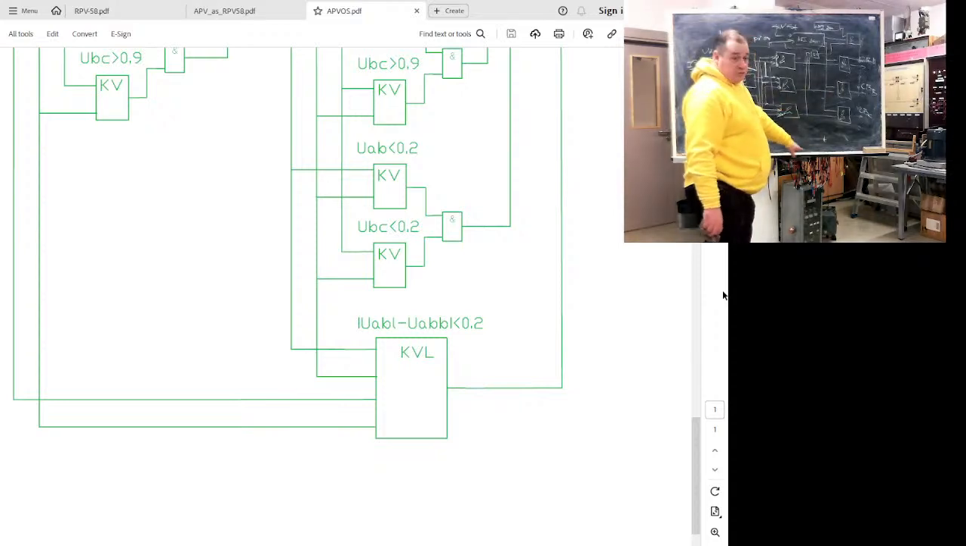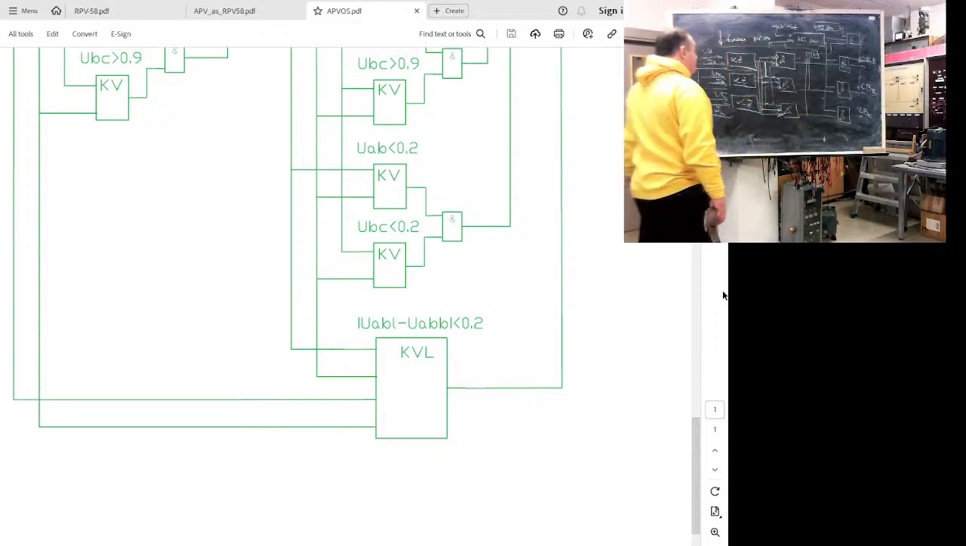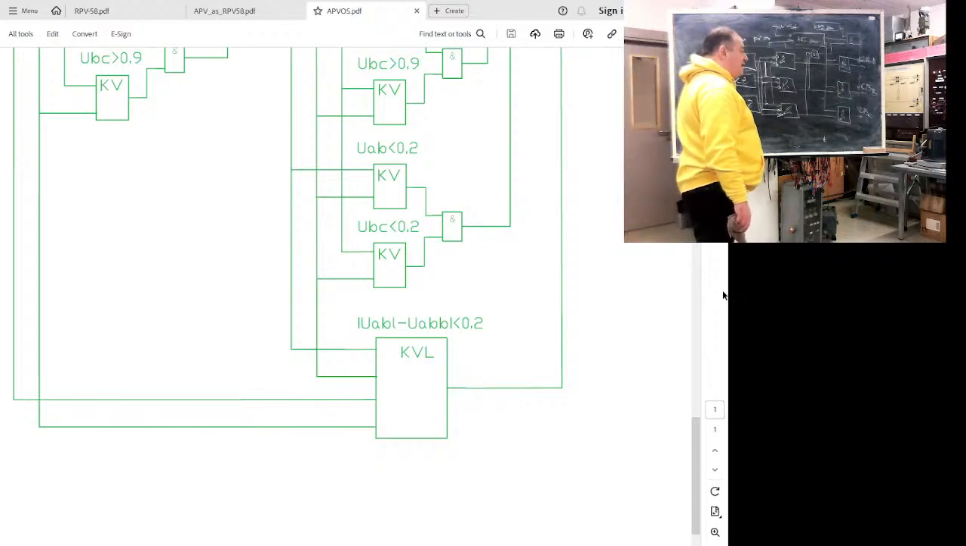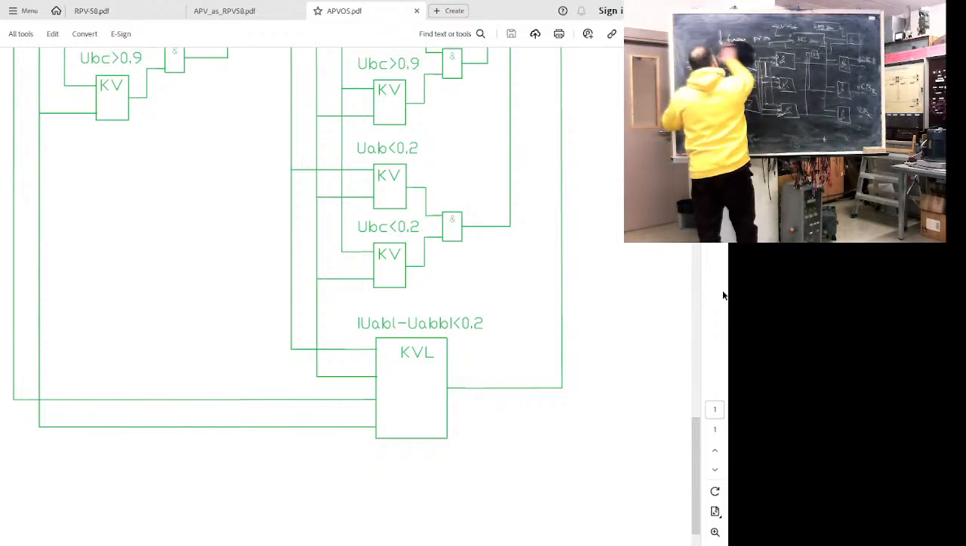I need to draw auto reclosing. It's a huge one. Of all these devices, SPAR is the most complex. This is one more thing about SPAR.